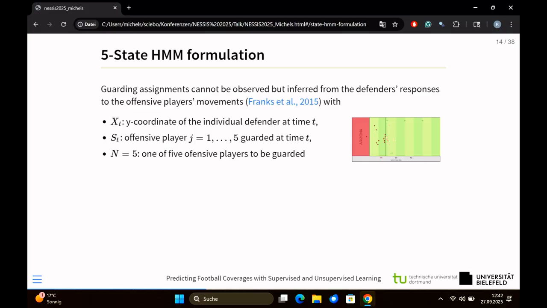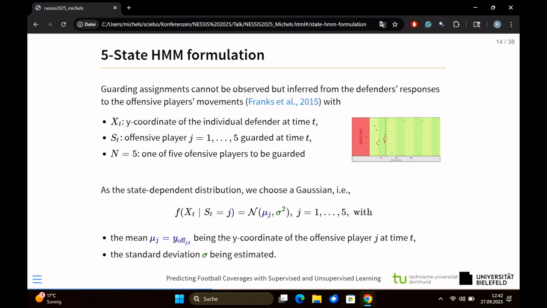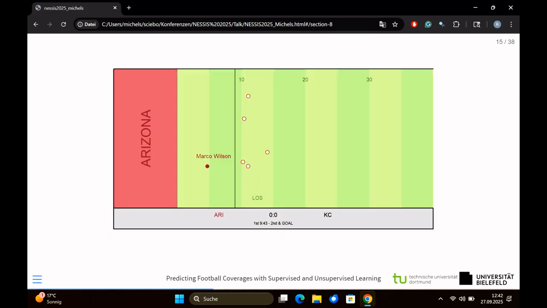Okay? And the number of states equals 5 because we have 5 skilled players. One of 5 offensive players can be guarded. And as state-dependent distributions, we choose a Gaussian around the mean, where the mean is equal to the y-coordinate of the offensive player, which is quite reasonable, I think. The sigma is just being estimated. Okay? So this might be a little bit tricky, so I brought some more pictures for you.